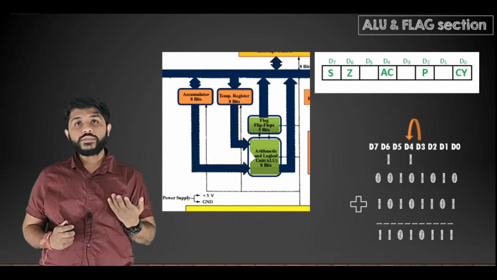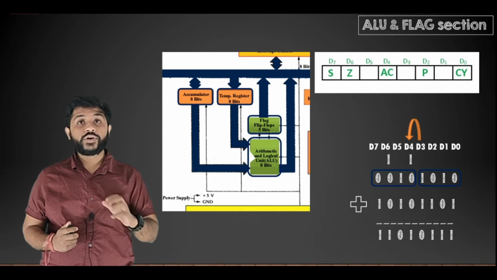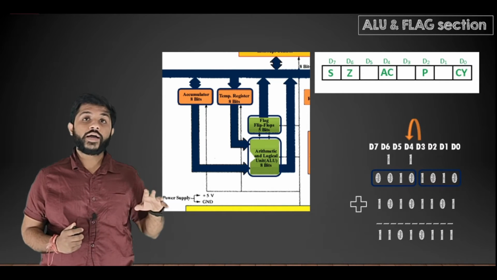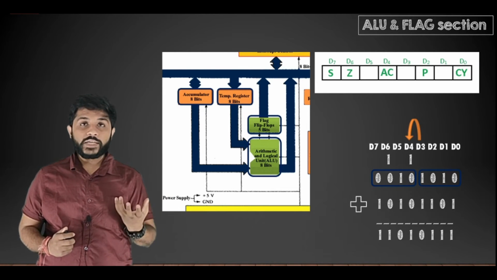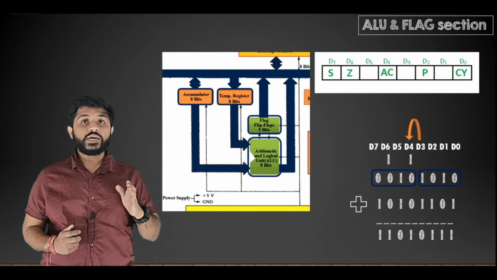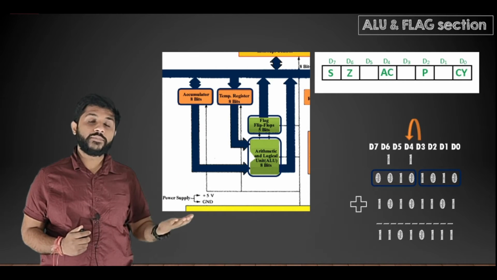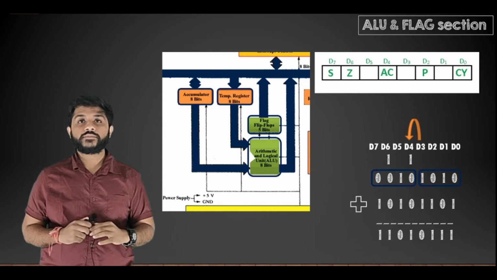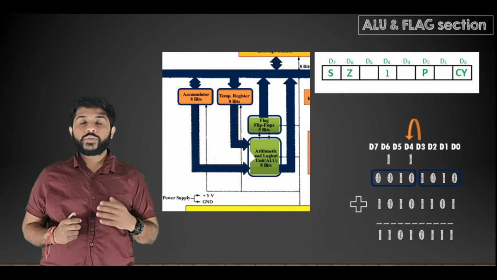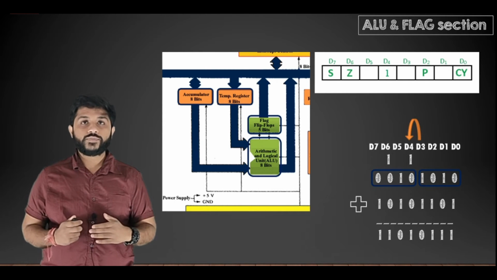We can also say that the carry is transferred from the lower nibble to the higher nibble. What is the meaning of nibble? A group of 4 bits. So when you perform any arithmetic operation and the carry is transferred from the lower nibble to the higher nibble, in that case the auxiliary carry will be set. So you can see that the value of the auxiliary carry is 1.